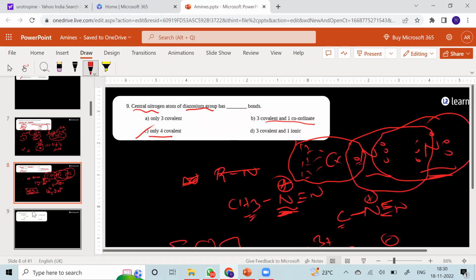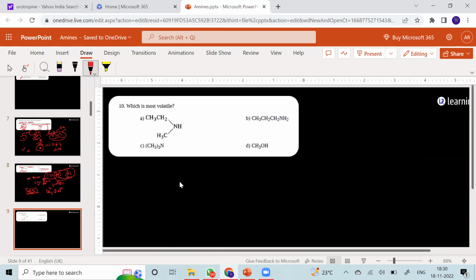Okay, next. Which is the most volatile? When they're asking about volatile, they're asking about least boiling point. Whichever has the least boiling point will be more volatile. They easily evaporate. That's what you mean by volatile. So now we have the secondary amine, a primary amine, a tertiary amine, and an alcohol.